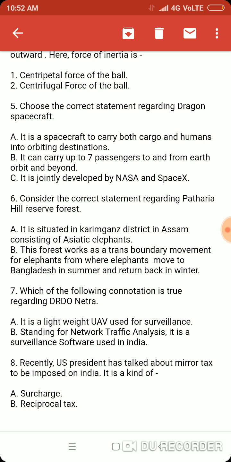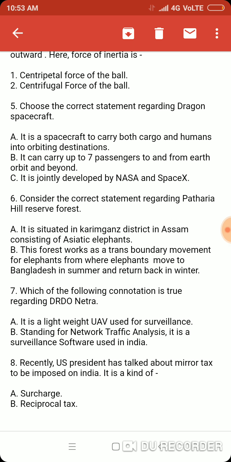Question number 8. Recently, the US President has talked about a mirror tax to be imposed on India. In this context, mirror tax is a kind of reciprocal tax. Here the context is that India has imposed a high tariff on Harley Davidson bikes that are imported from the USA. In this context, US President Donald Trump has said that they will also impose a kind of mirror tax.